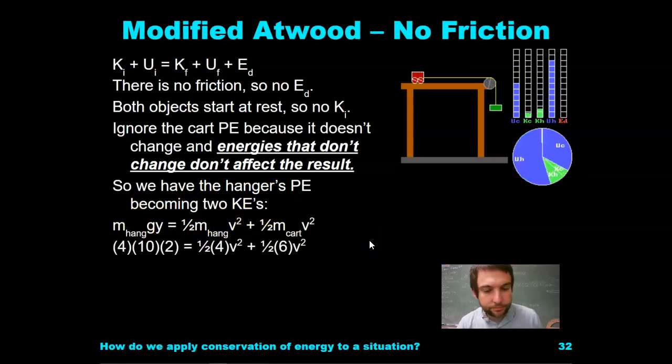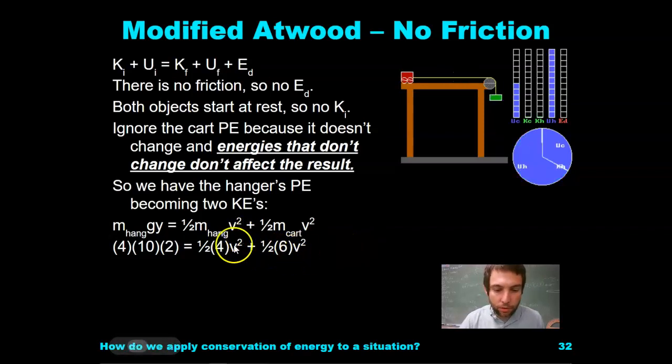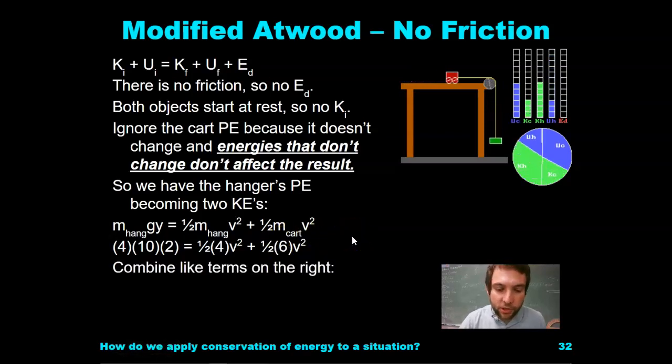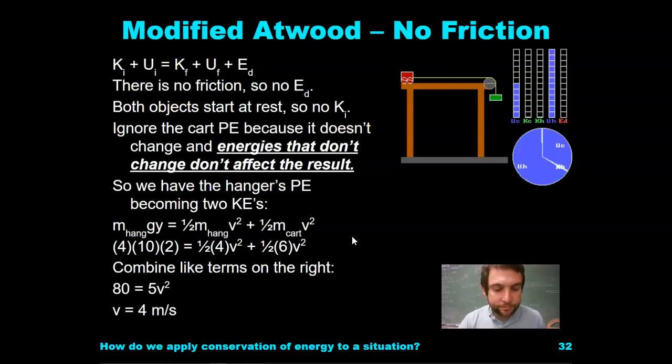Good. Plugging in. We got two different V's. Are they different or are they the same? If there's no friction, they're the same. So we get velocity is 4 meters per second.